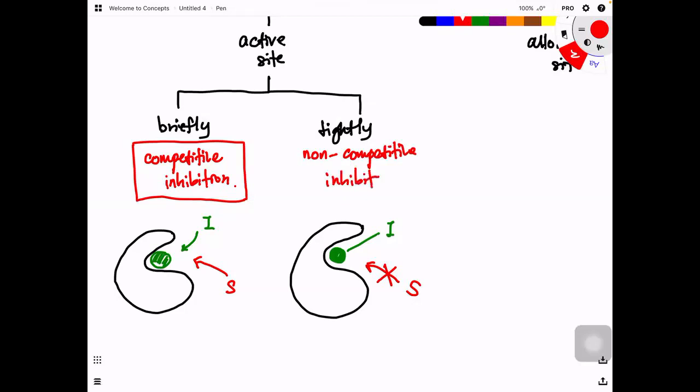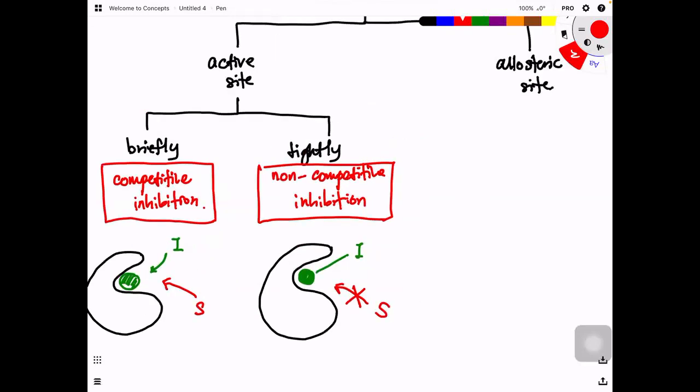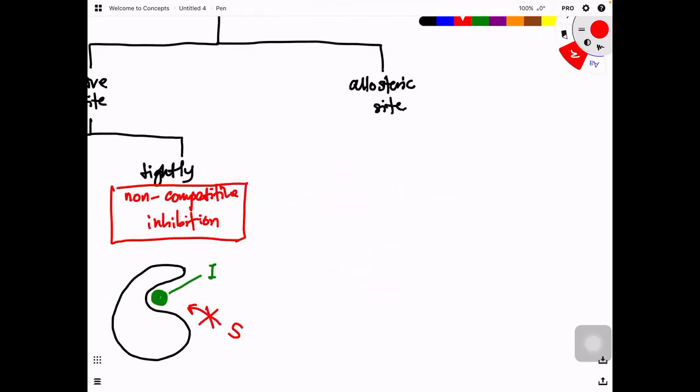Or the inhibitor is termed a non-competitive inhibitor because there is no competition; it binds tightly, permanently, to my active site. So the substrate can no longer bind anymore. It means that the substrate can only see the site but cannot bind. So no competition. The allosteric site is also the same.